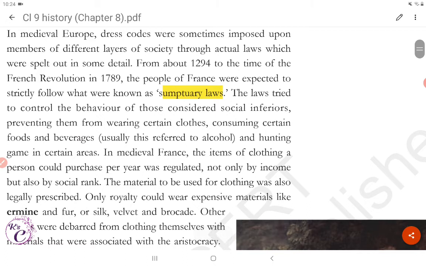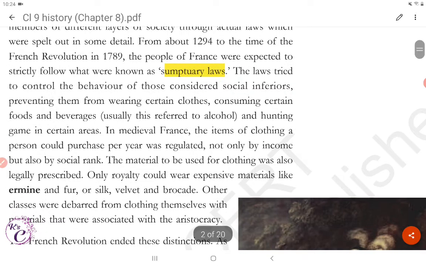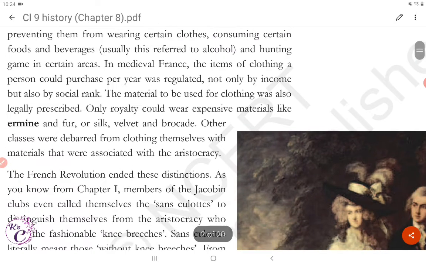The laws tried to control the behavior of those considered social inferiors, preventing them from wearing certain clothes, consuming certain foods and beverages. Usually, this referred to alcohol and hunting game in certain areas. In medieval France, the items of clothing a person could purchase per year was regulated, not only by income but also by social rank. The material to be used for clothing was also legally prescribed.